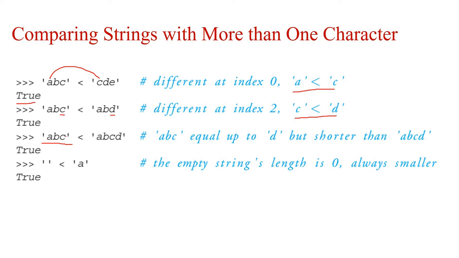So if they're equal to each other up to a certain point, Python is just going to return true for this because ABC is a shorter string compared to ABCD. And this just returns true because the empty string has length 0.